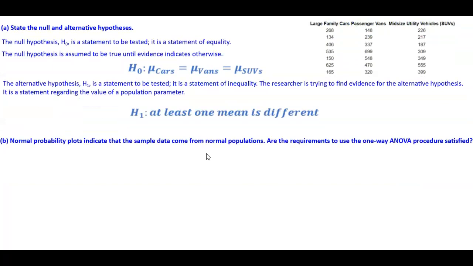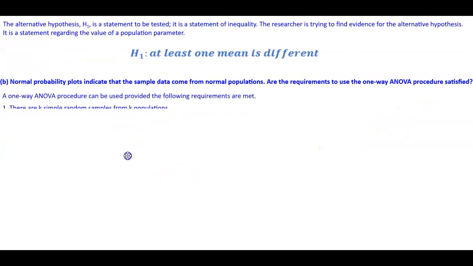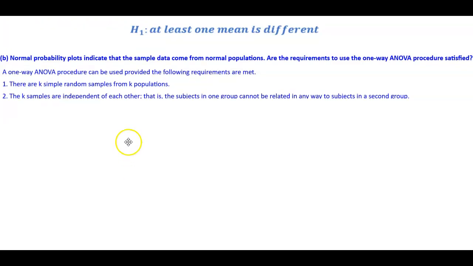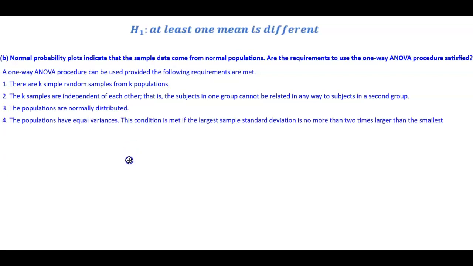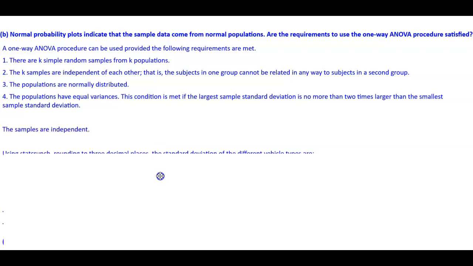Okay, now the next thing here, it says normal probability plots indicate that the sample data come from normal populations. Now, are the requirements to use the one-way ANOVA procedure satisfied? Well, the first thing is that there are k simple random samples from k populations. The k samples are independent of each other. That is, the subjects in one group cannot be related in any way to the subjects in the second group. The populations are normally distributed. The populations have equal variances. This condition is met if the largest sample standard deviation is no more than 2 times larger than the smallest sample standard deviation, and the samples must be independent.